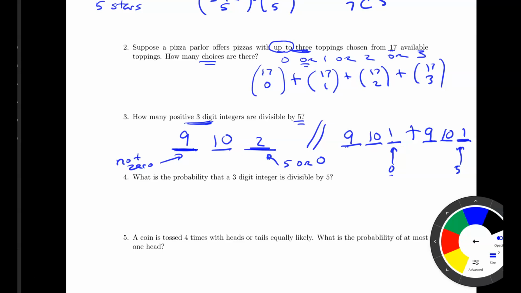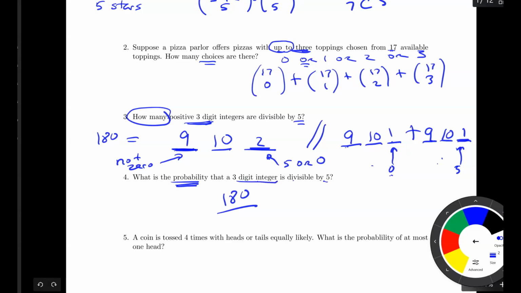Okay, so this number here is 180, or 180 from these 2 being added together as well. 90 and 90 is 180. All right, what's the probability? This was just how many, so that's just a number of them. What does probability mean? It means a number over the whole: that the 3-digit integer is divisible by 5, so that's the 180 over how many numbers are 3-digit integers? That's 100. Oops, sorry.